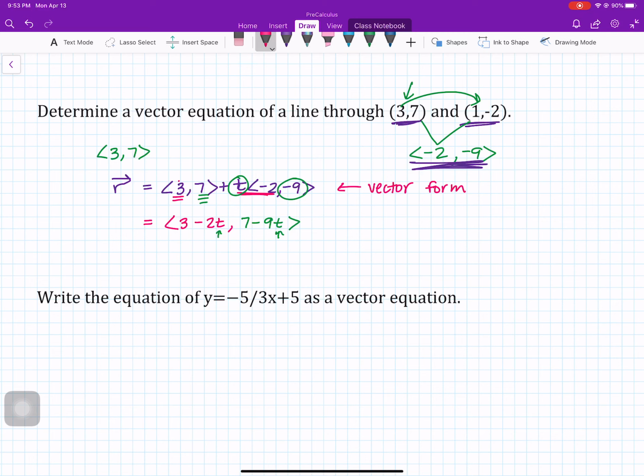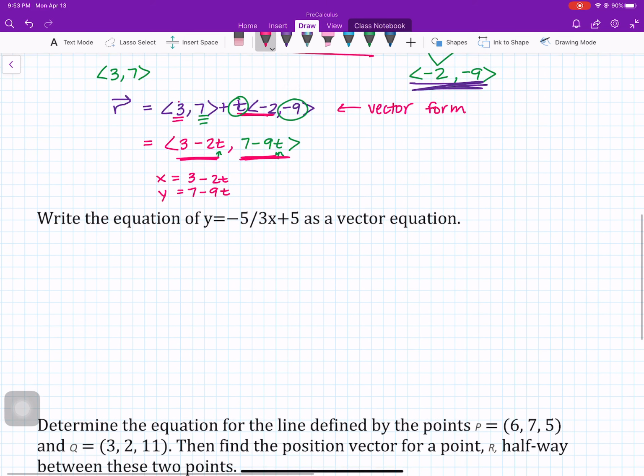And then you can also turn this into a parametric equation. This would be your x. x equals 3 minus 2t, and y equals 7 minus 9t. All three of these ways are equivalent and correct ways to express this vector equation of a line.